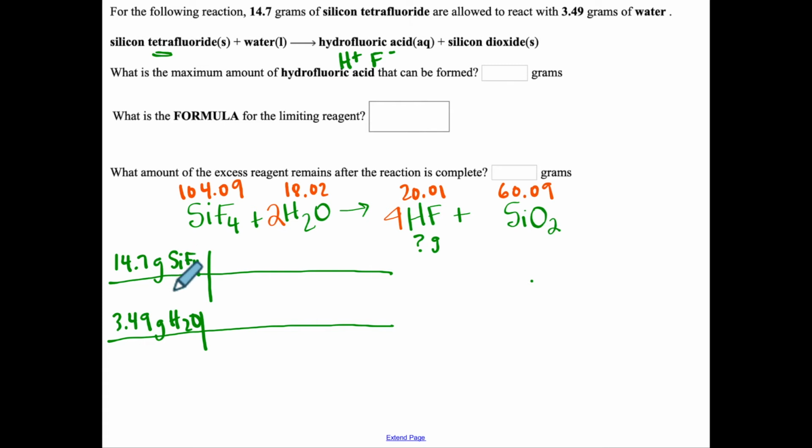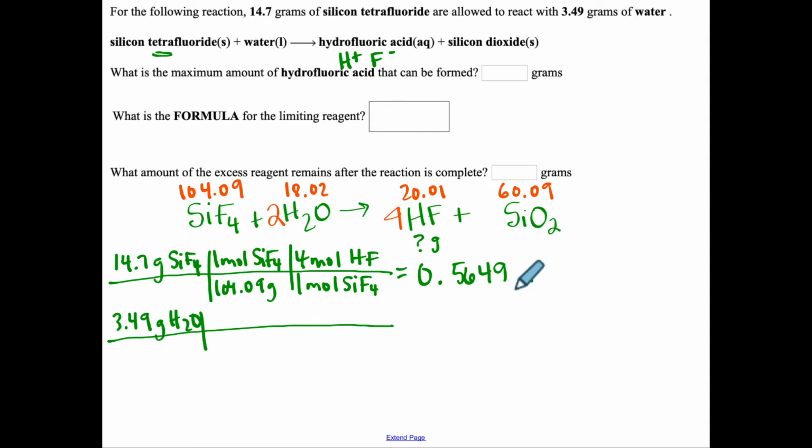So first we've got to get away from grams. The grams of silicon tetrafluoride are 104.09. And then we need to get from moles of silicon tetrafluoride to moles of hydrofluoric acid. There are 1 mole of silicon tetrafluoride for every 4 moles of hydrofluoric acid. We get 0.5649 moles of hydrofluoric acid. Now, we don't know if that's limiting yet or not because we have to find the other one.